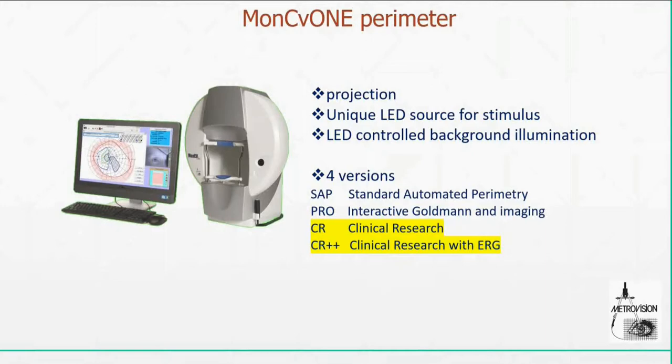SAP is the standard automated perimetry version. I like to compare it to the Humphrey standard perimeter. Pro, in addition to the previous features, includes interactive Goldmann manual perimetry and imaging. And CR, clinical research, has a lot of other features. And that's our topic today. And to be complete, we have also a CR++ that also includes vision electrophysiology.